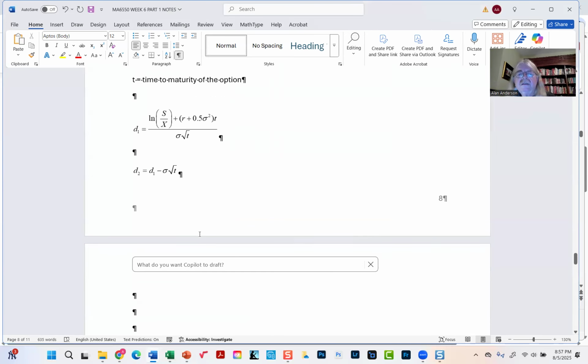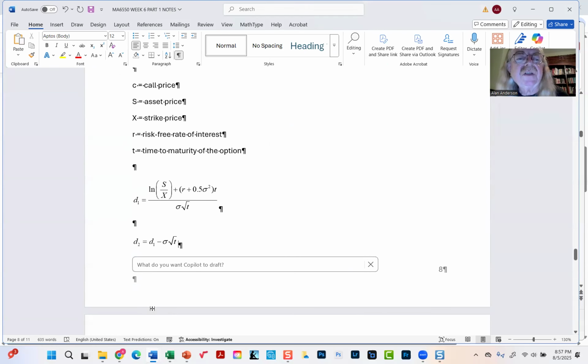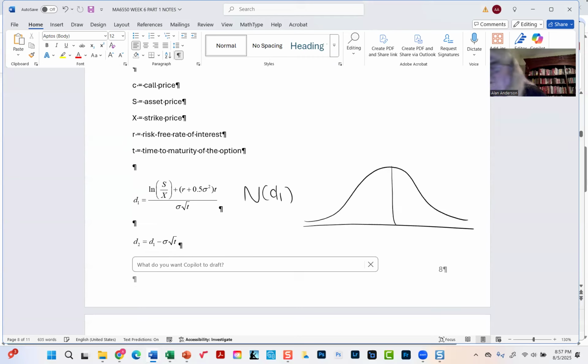Now the Ns are taken from the normal distribution. So N is a function, as you can clearly see. And D1, for example, is this. Here's our normal curve. Now, this is the standard normal distribution, by the way, which means it's a special case where the mean is 0 and the standard deviation is 1.